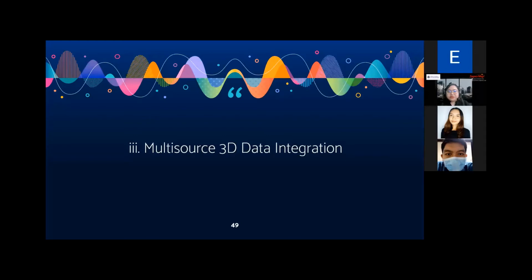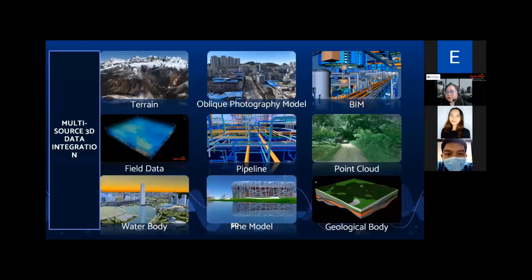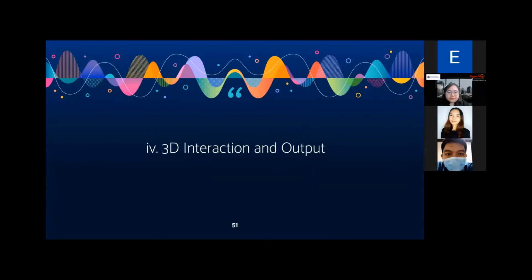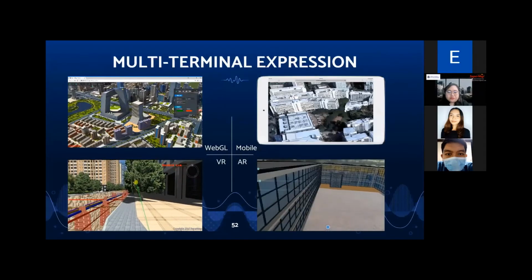Next is multi-source 3D data integration. In SuperMap, we can support all 3D model data such as terrain data, oblique photography model, building information model, field data, pipeline data, point cloud, water body, fine models, and geobodies. So after showing you how SuperMap integrates 2D and 3D data and the various data models and sources that we can integrate to create a 3D digital space, I am now going to show you how SuperMap is able to improve the various ways that we can interact with 3D.